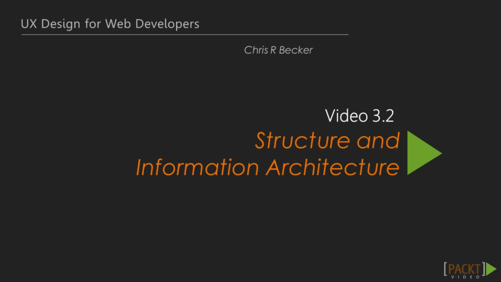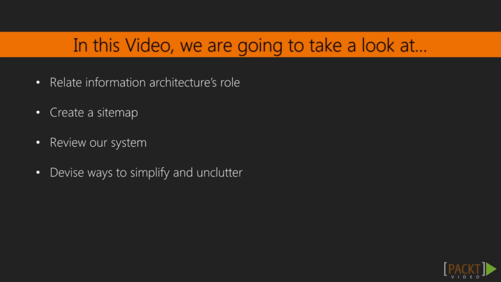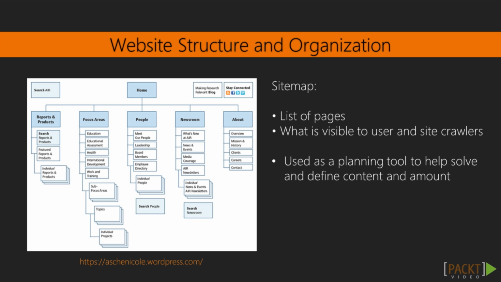In this video, we're going to learn some human-centered design skills. We're going to relate information architecture's role. We're going to create a sitemap. We'll review our system, and then we'll devise a way to simplify and unclutter. So here we go. To accomplish the important task of organizing and maintaining structure, let's recreate a sitemap for the current site we've observed in section 2.0.